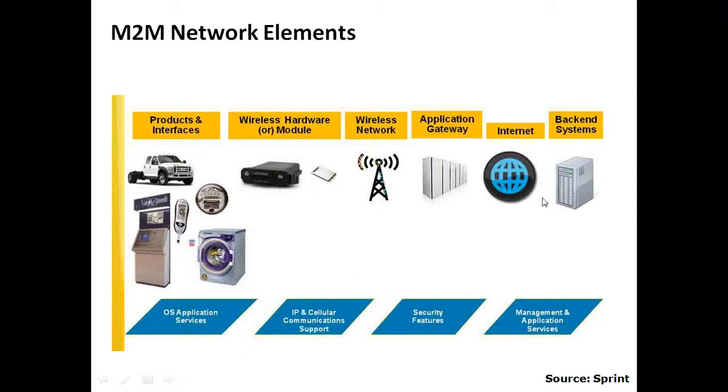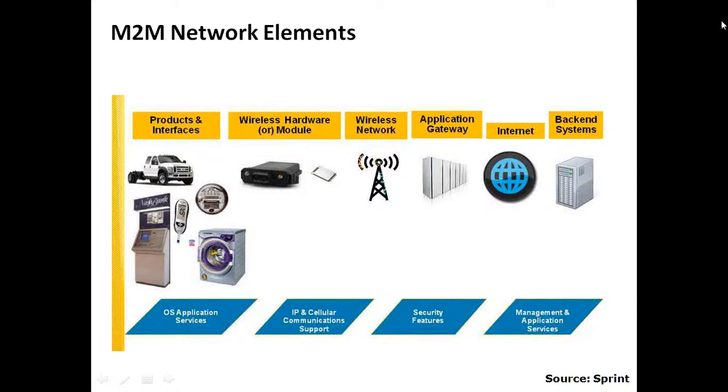Out of these elements, you may or may not use all of them, or at least the back-end systems may or may not be there in some cases. In your case, it may have just a local wireless network and the wireless module connected, and you might be monitoring it just in your factory floor. That is also possible. And please notice, on top of all these things are the IP cellular communication support.